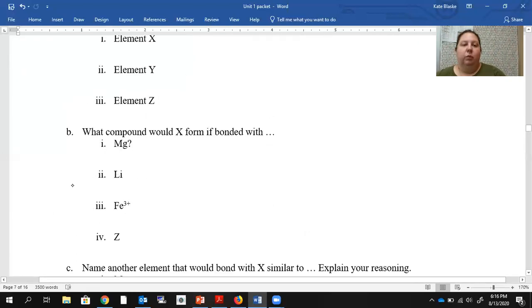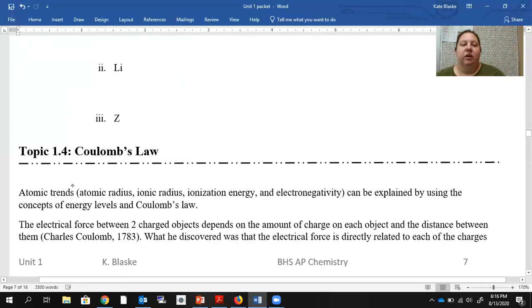A little bit more questions about electron configurations. We know that we have some patterns with electron configurations. Things that have the same number of valence electrons tend to have some similar properties and behaviors.